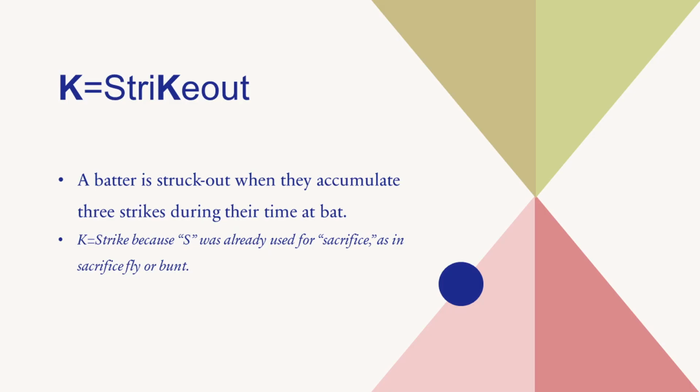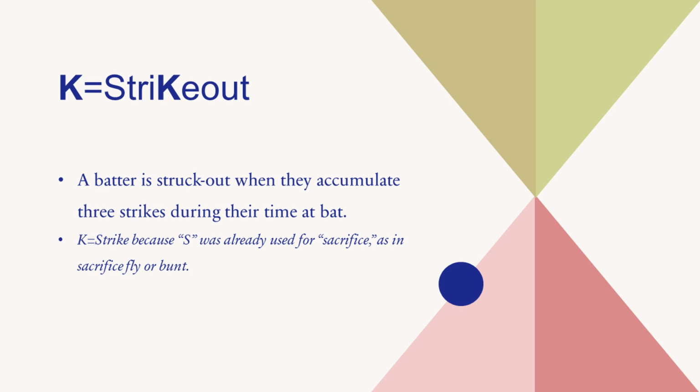K stands for strikeout. A batter is struck out when they accumulate 3 strikes during their time at bat. Players can be struck out with any combination of looking strikes, when the batter does not swing, and swinging strikes, when they swing their bat and miss. If a batter hits the ball but it goes into foul territory, they receive 1 strike, unless they already have 2. Batters cannot be struck out off a foul tip.